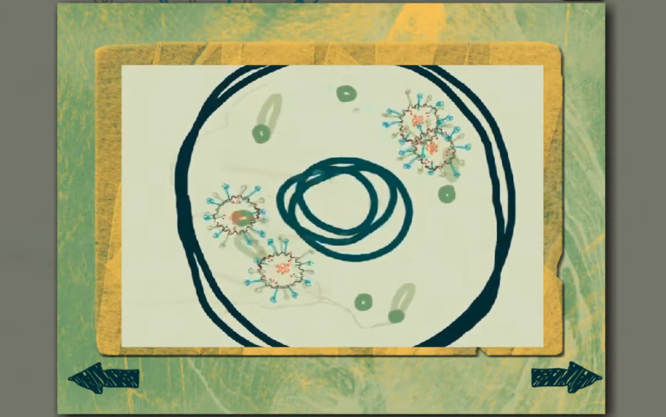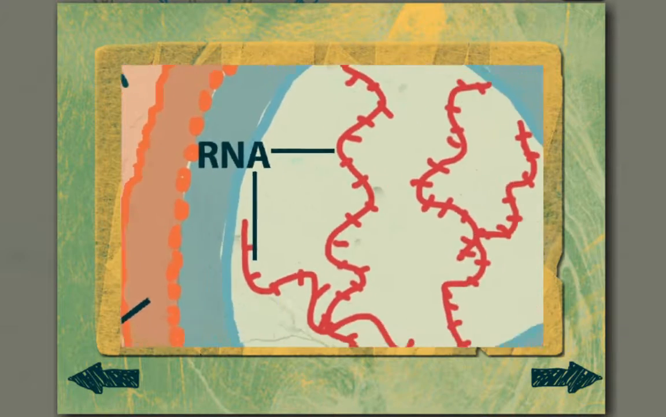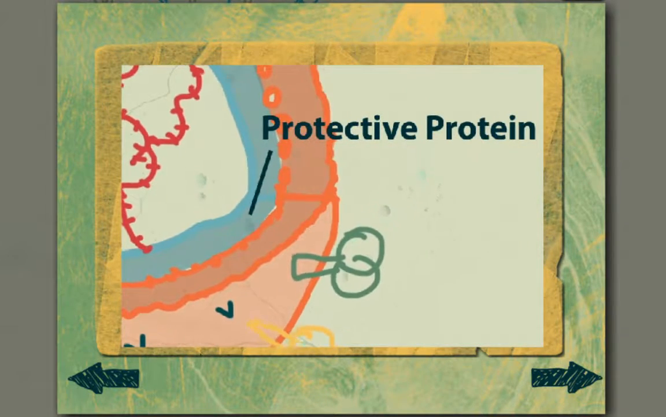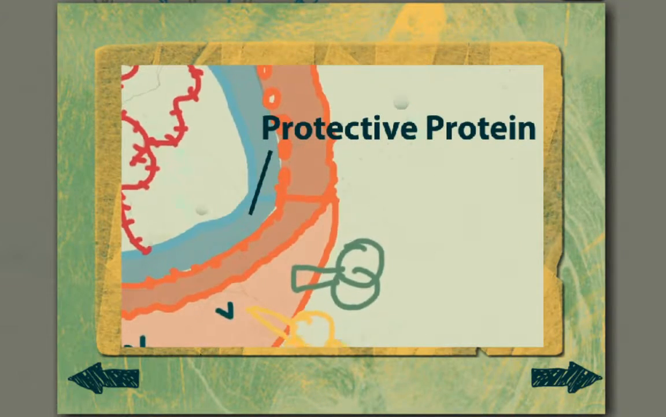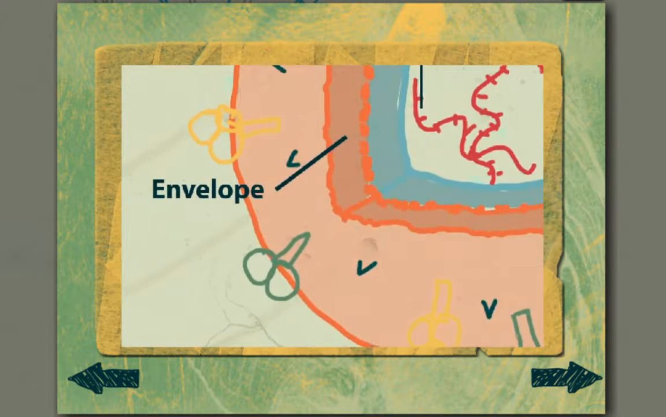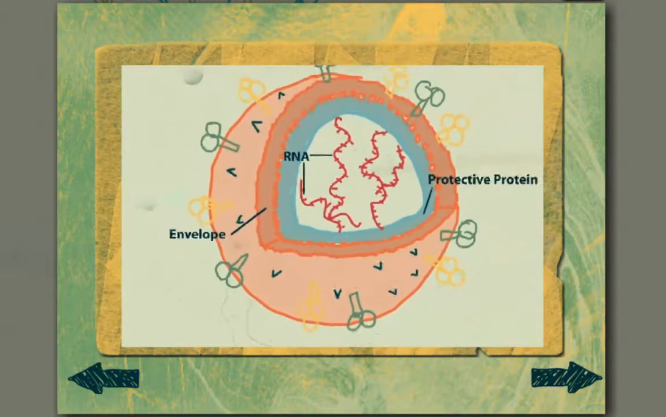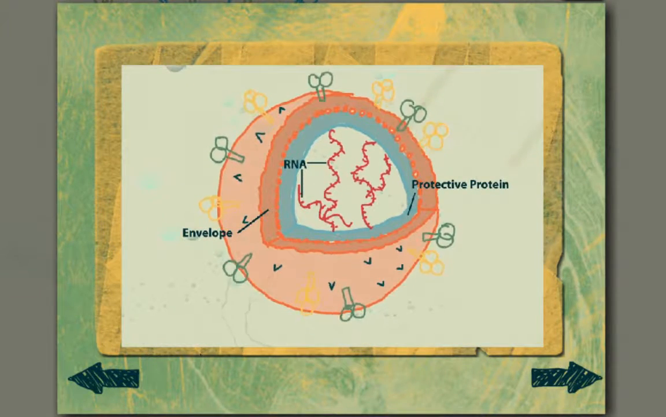Each virus particle consists of either DNA or RNA, surrounded by a protective protein coat. Some viruses have a special second covering surrounding this protein coat called an envelope. The envelope is made of a layer of fats called lipids. This can affect how resilient viruses are in the environment.